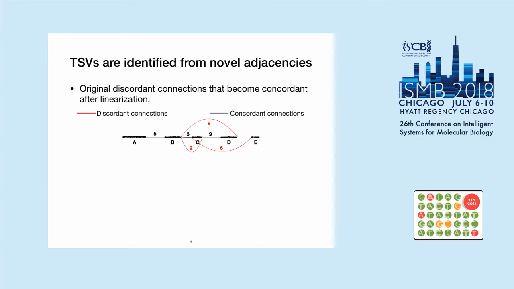In this tiny example, there are 5 segments, and out of the edges, 3 of them are discordant connections, discordant edges marked by red. And the edge weight indicates the number of reads supporting this connection. For all of the 3 discordant edges, we can make them concordant by inverting segments C and D as a whole. And in this case, the 3 original red edges become black, becoming concordant.